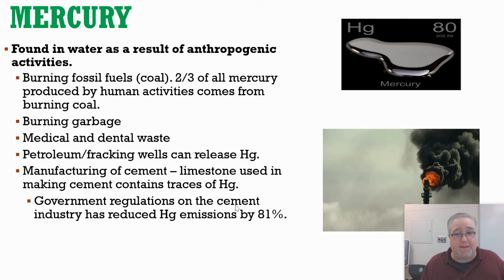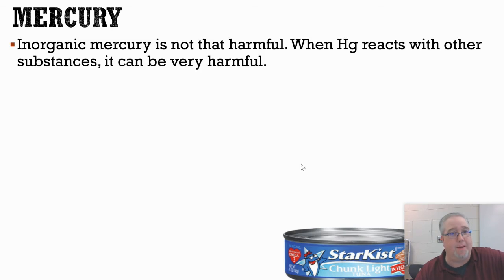One thing that's been a nice fix is the government regulations on the cement industry. Producing cement actually does produce mercury, but because of government regulations, again, because of the EPA, we've reduced that by 81%. So that's a really good thing. But again, coal burning, that is a big culprit when it comes to mercury in the environment.